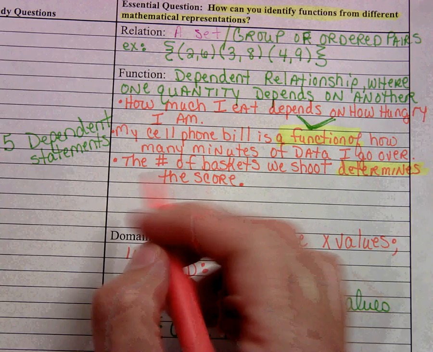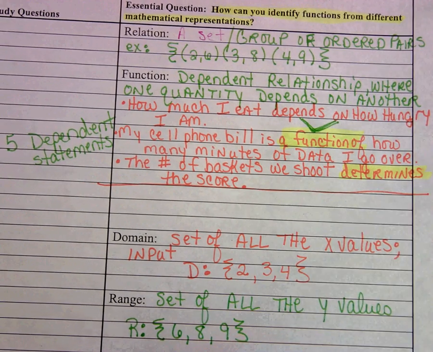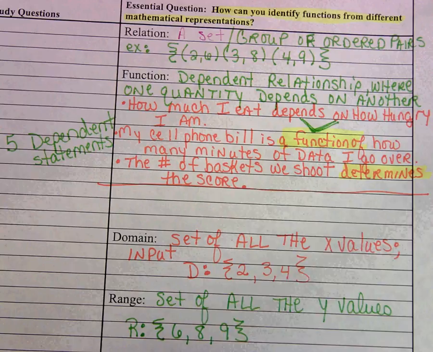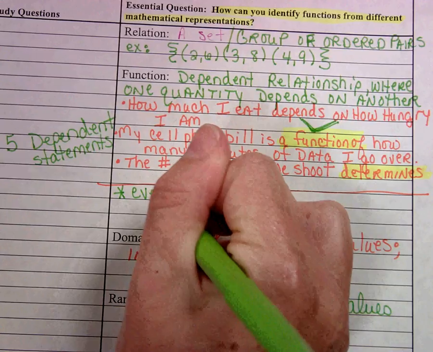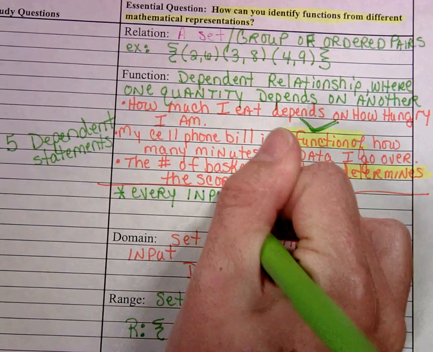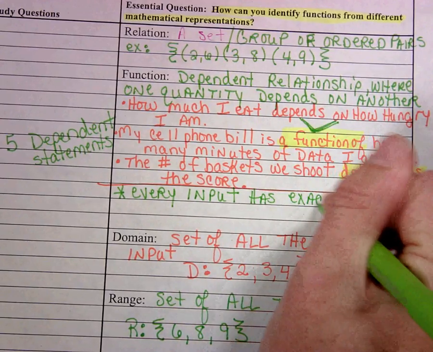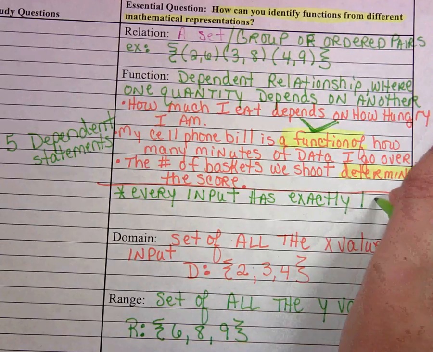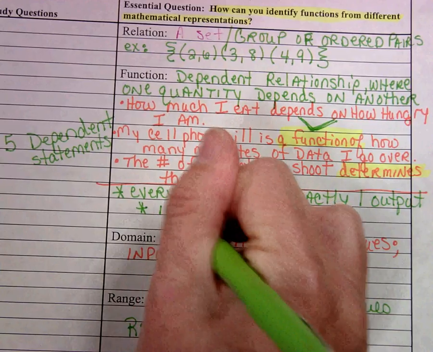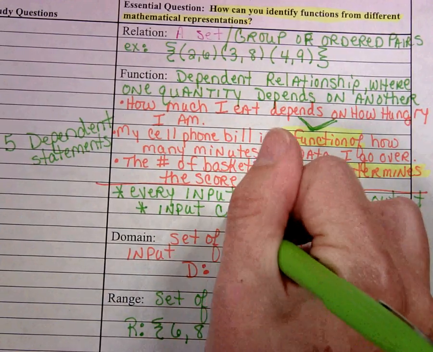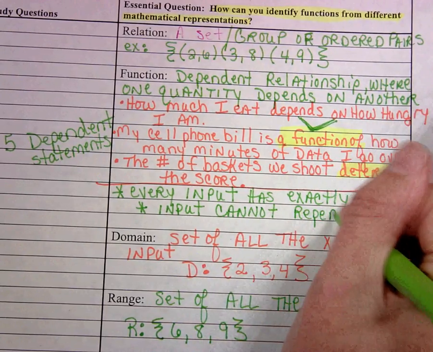So I gave you examples of verbal. So let's talk mathematically what this might look like. So mathematically, when we define a function, we need to think of it as every input, so every x value, has exactly one output, which basically means that the input, the x values, cannot repeat. And we're going to look at some examples on our foldable.